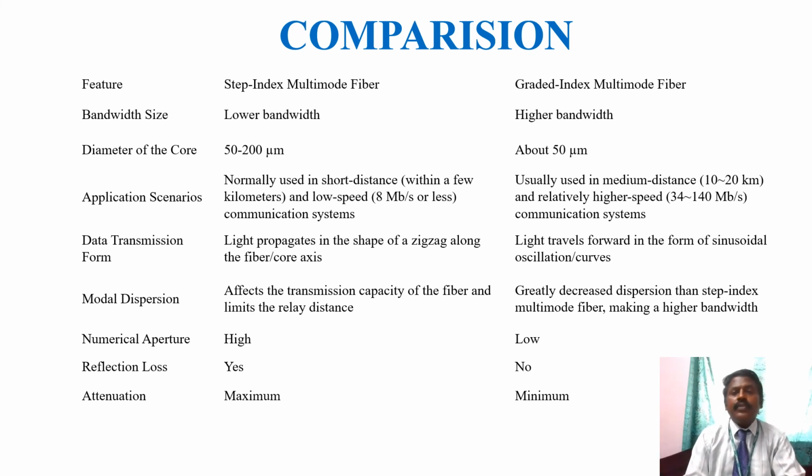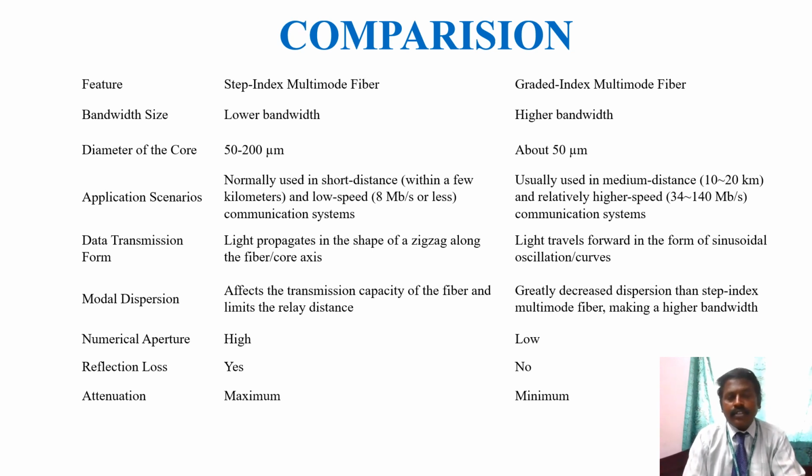Then the main comparison between step index multimode fiber and graded index multimode fiber. The bandwidth of the step index fiber is lower, and the diameter is 50 to 200 micrometer. But in graded index fiber, there is higher bandwidth, and the diameter of the core is 50 micrometer. Then application scenario: step index fiber is applicable only for short distance communication with low speed, but graded index fiber is for medium distance, around 10 to 20 kilometer. The data rate is 34 to 140 Mbps, that is megabits per second, for the communication system.